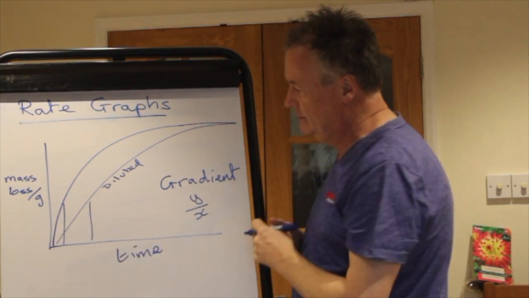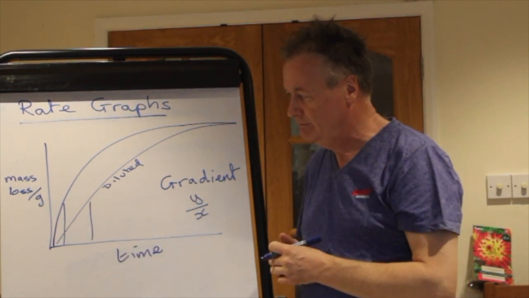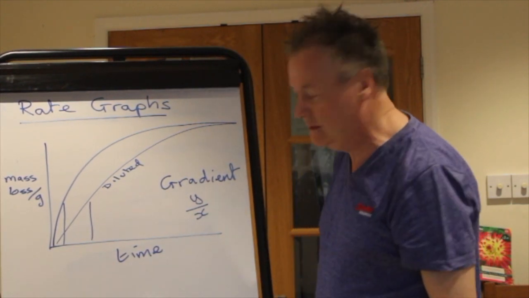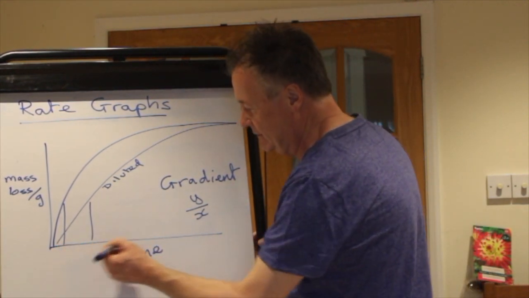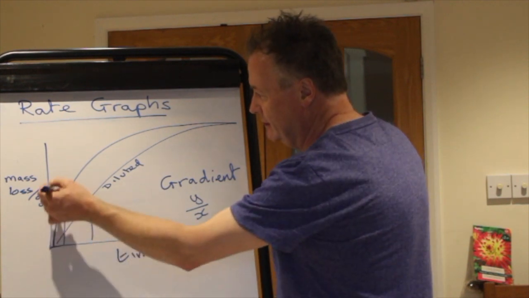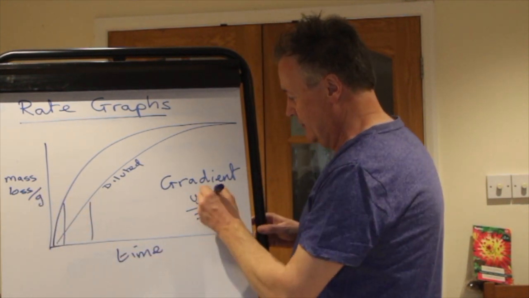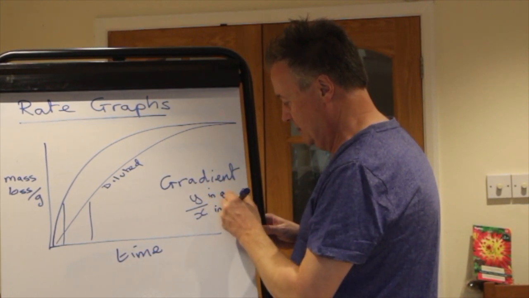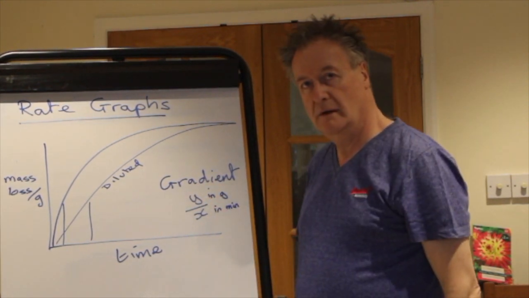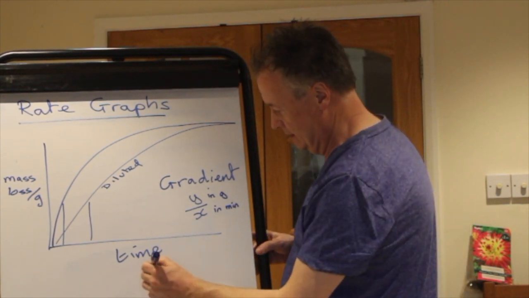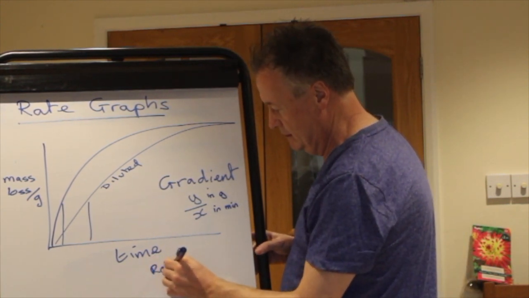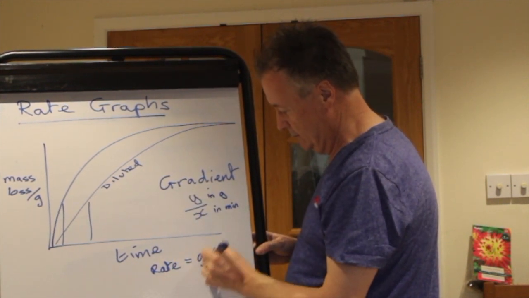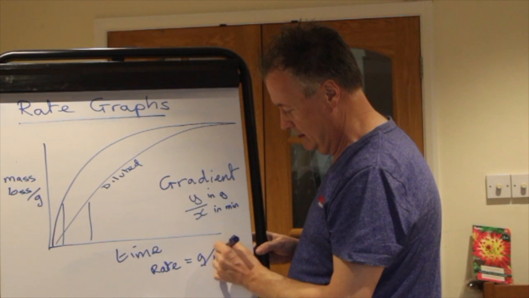Second thing is we've covered, oh, it's a gradient. So you don't measure it in centimetres or millimetres or whatever. You look at how many minutes it equates to, and you look at how many grams it equates to. So it's y in grams over x in minutes, and that'll give you a gradient, and the gradient is the rate in grams per minute.